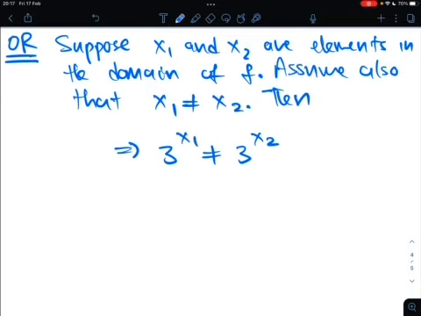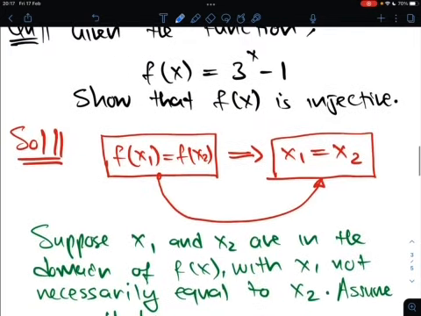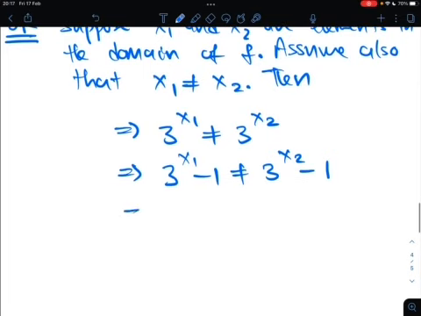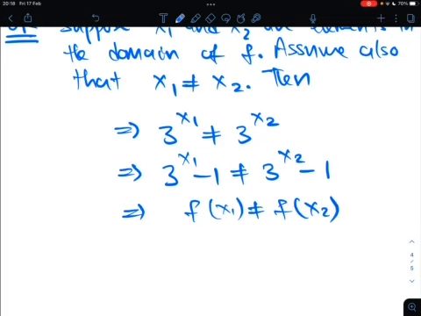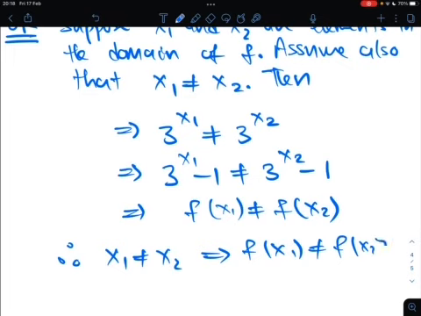Because if two numbers which are the same are raised by different powers, obviously we expect different outcomes. So again, if I subtract 1 from both sides, this still must not be equal to 3 to the x2 minus 1. But if we can recognize these things and compare to the definition of the function given, you will see that the thing on the left-hand side is none other than just f of x1, and the thing on the other side is none other than f of x2. So we can see that therefore x1 not equal to x2 implies f of x1 is not equal to f of x2. Therefore, f of x is an injection.